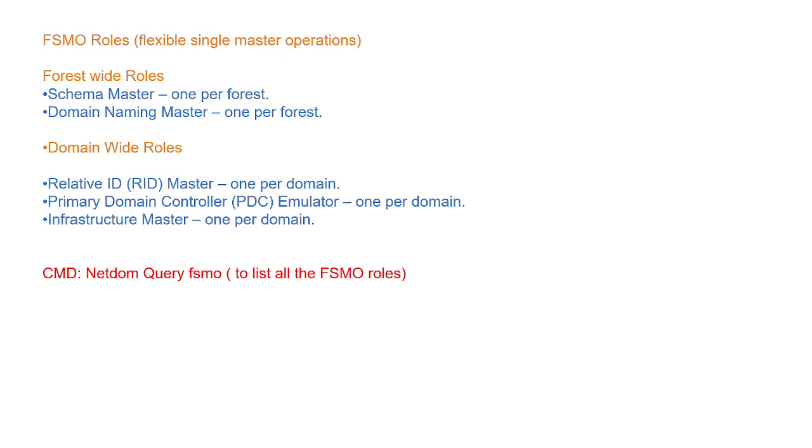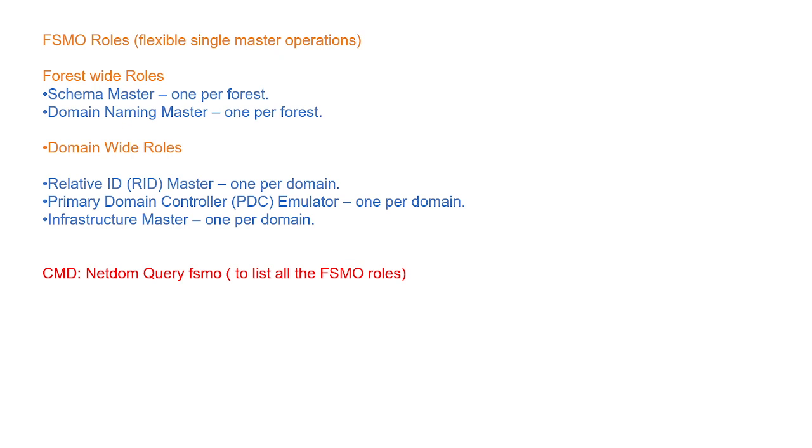So you see here we have five FSMO roles. Two are forest-wide roles, and the other three are domain-wide roles. The schema master and the domain naming master are called forest-wide roles because there will be one schema master and one domain naming master available in the forest. And there are three domain-wide roles: the relative identifier, which we also call the RID master, the primary domain controller, which we also call the PDC emulator, and the infrastructure master. These three FSMO roles are called domain-wide roles because at least one of these roles will be there in each domain.